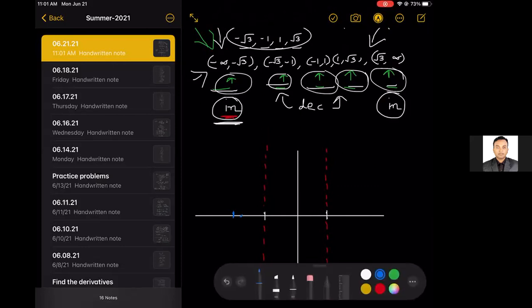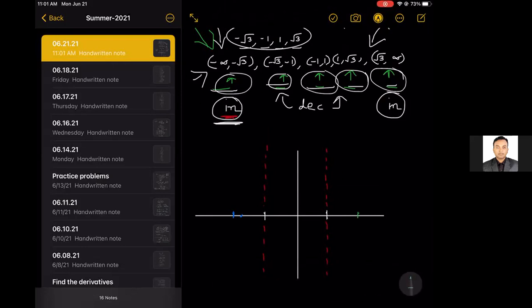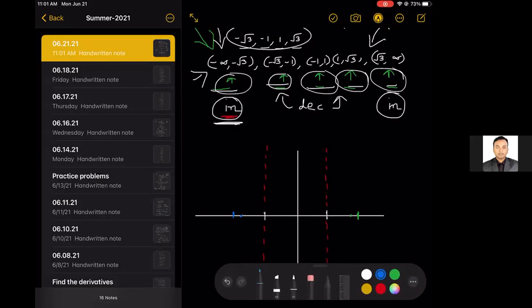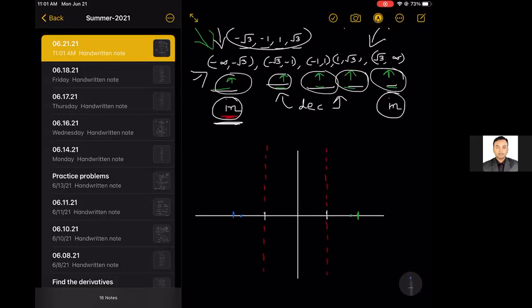And for positive square root of 3, again, if it's 1, it should be 2. And square root of 3 should be somewhere here, right? Okay. And from negative infinity to negative square root of 3, I know the function is increasing. Okay, so that is negative square root of 3, and up to this the function is increasing. Now how should we draw this?